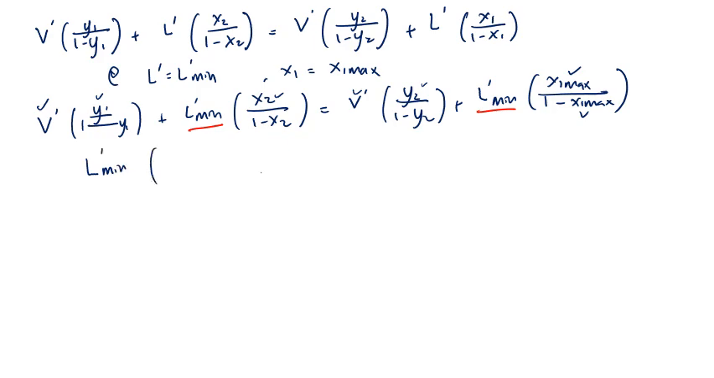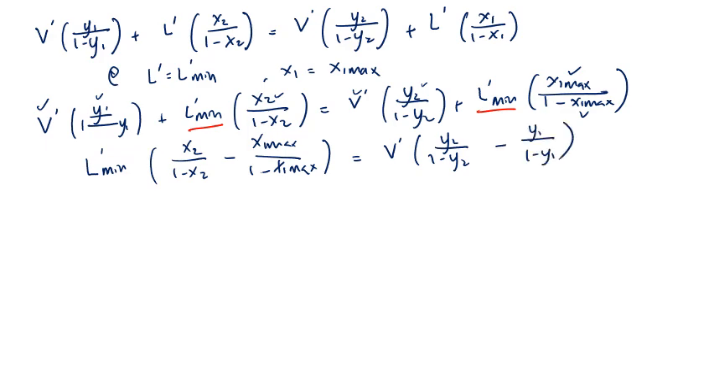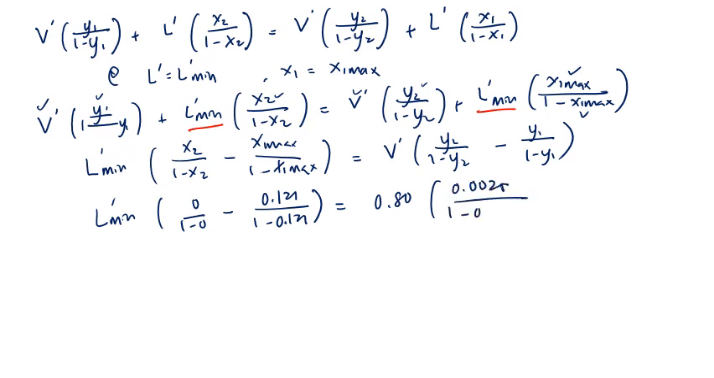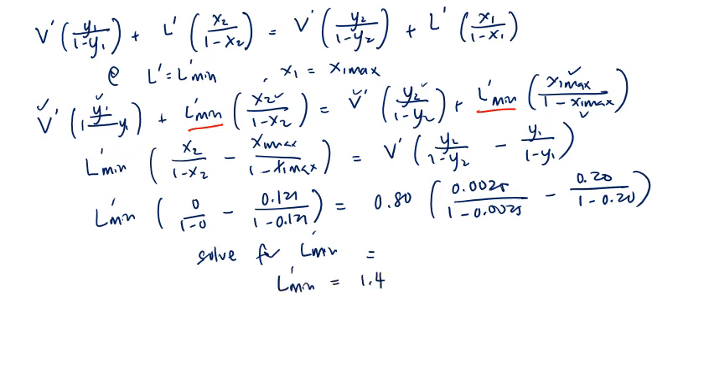You can simplify the equation also. L'min times [x2/(1 - x2) - x1max/(1 - x1max)] equals V' times [y2/(1 - y2) - y1/(1 - y1)]. Then L'min [0/(1 - 0) - 0.121/(1 - 0.121)] equals V' [0.0025/(1 - 0.0025) - 0.2/(1 - 0.2)]. Then solve for L'min, and you get L'min equals 1.438 moles of water. In this case, the liquid flow rate is moles of water per mole of entering gas.